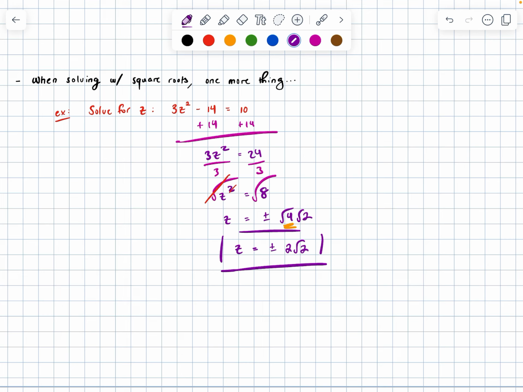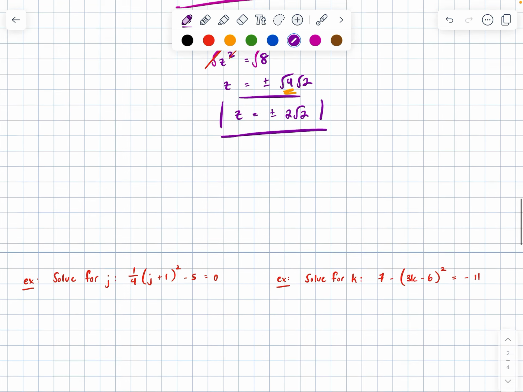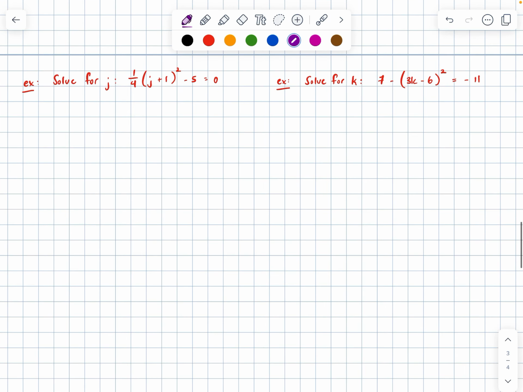Now we know that our solution sets, throwing it back to Unit 6, can also contain some radical expressions. Let's do 2 more just to make sure that this idea sinks in, and then I'll set you free to cry over this. J, 1/4 times the quantity j plus 1 squared minus 5 equals 0. K, 7 minus quantity 3k minus 6 squared equals negative 11. Let's see if we can solve for each of these variables. Again, we might encounter some radicals. Go.